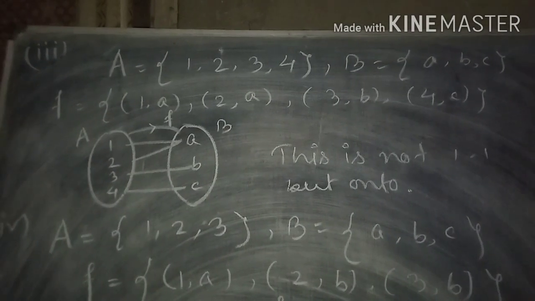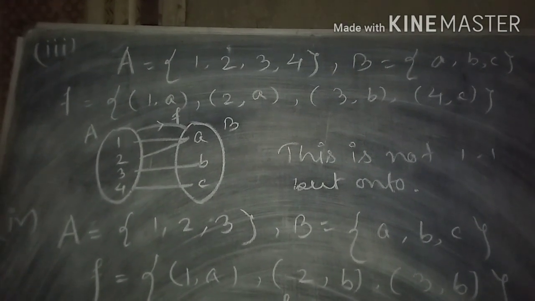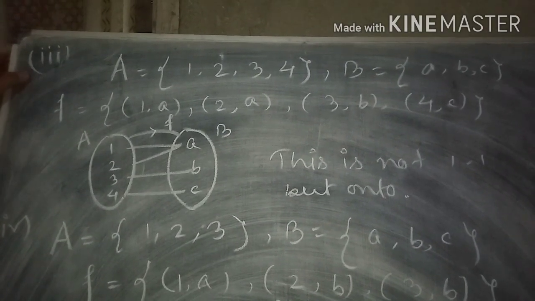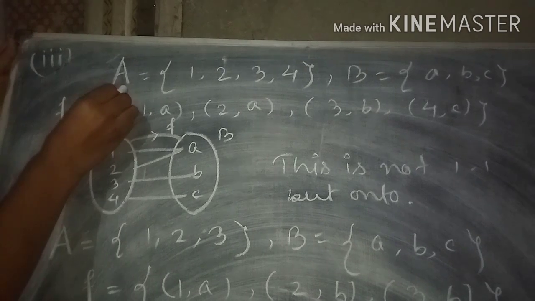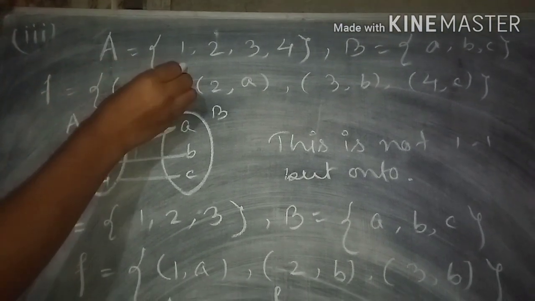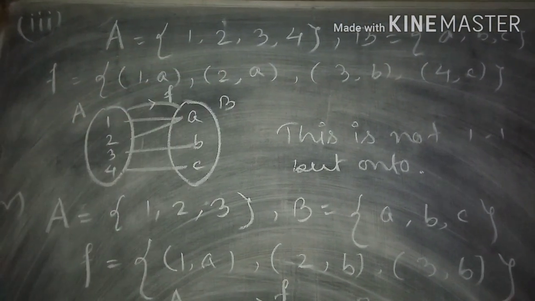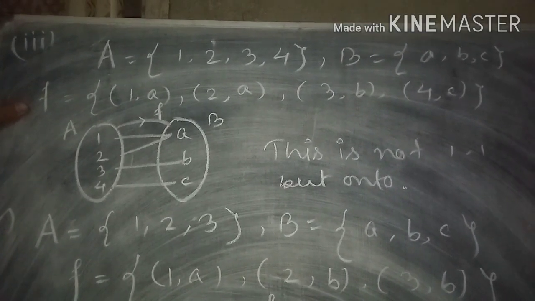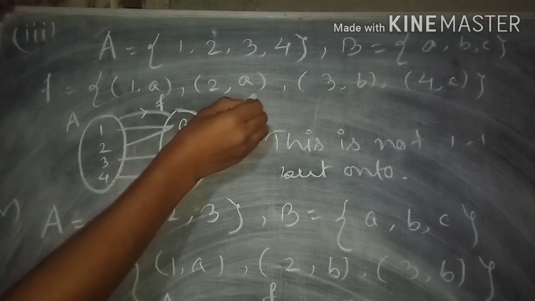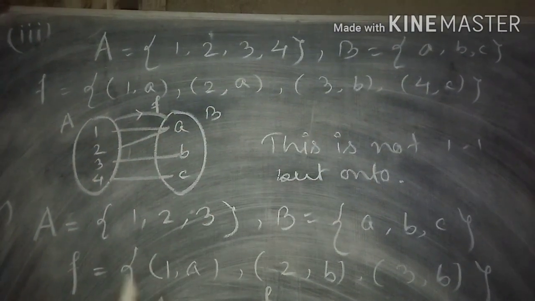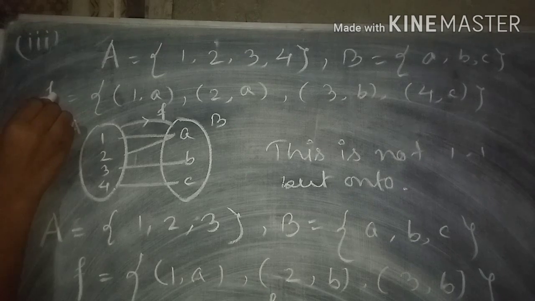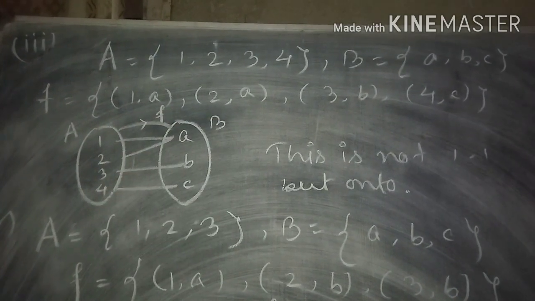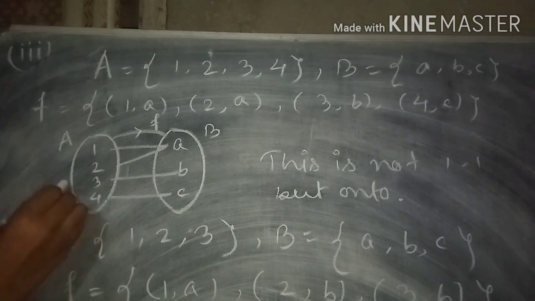So friends, I think you have understood questions 1 and 2. Now proceed to question 3, where set A is 1, 2, 3 and 4 and set B contains the elements A, B and C. And the function f is defined as 1a, 2a, 3b, 4c. Now let's see the figure.